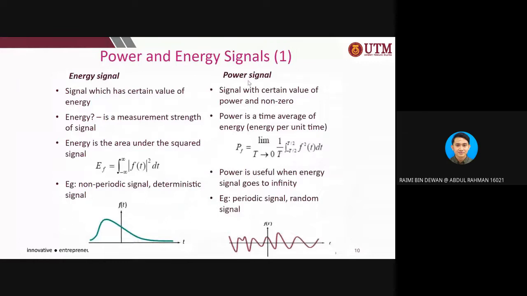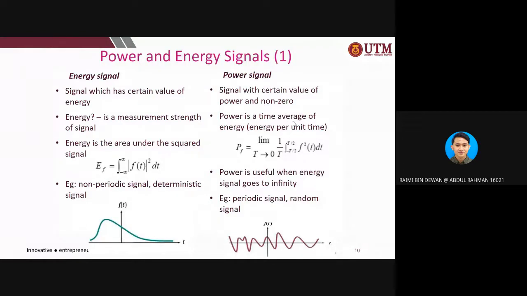A power signal is a signal with a certain value of power that is non-zero, and power is a time average. You see the word here: time average of energy means energy per unit time. You see the formula here and here is a bit similar. I didn't say it's totally alike, it's a bit similar.